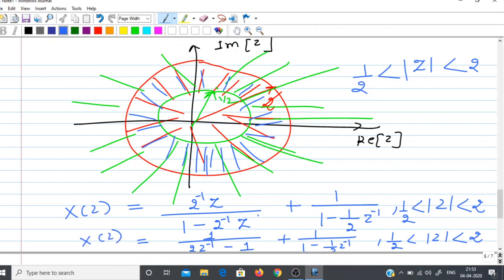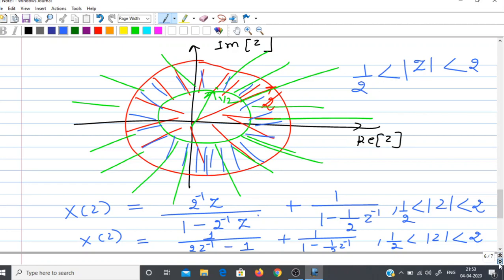What is important and what is the central point of this example? The central point is that the ROC is an annular ring. Which ring? For mod Z greater than half and mod Z less than 2.